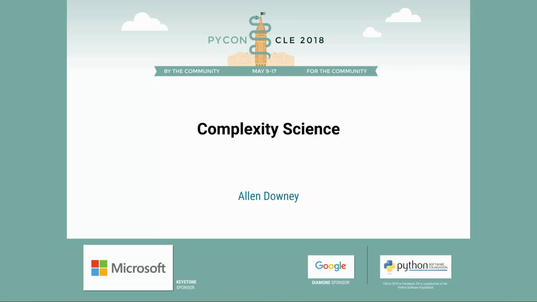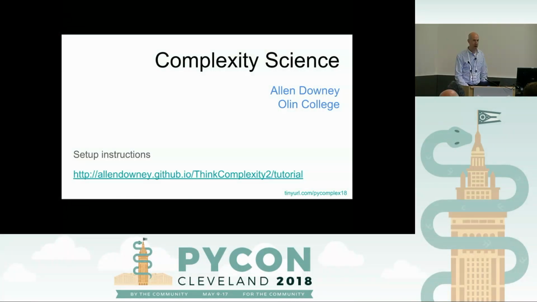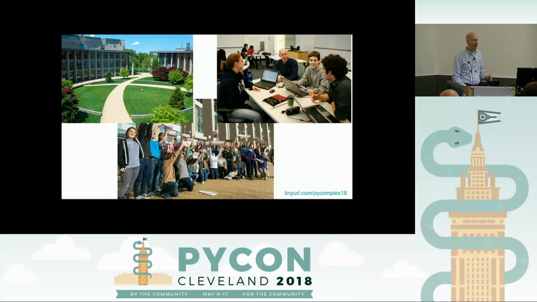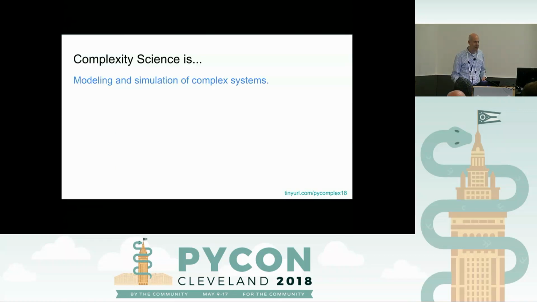I'm Allen Downey. I teach at Olin College, which is a new engineering school. We're just outside of Boston. Our mission is to fix engineering education. And one of the ways that I'm working on that is a series of books that use computation to study lots of different topics. And the one we're going to do today is complexity science.